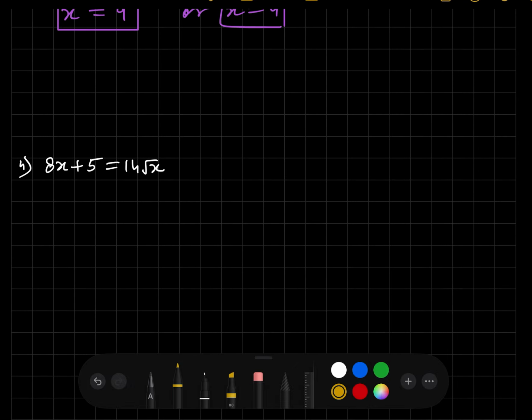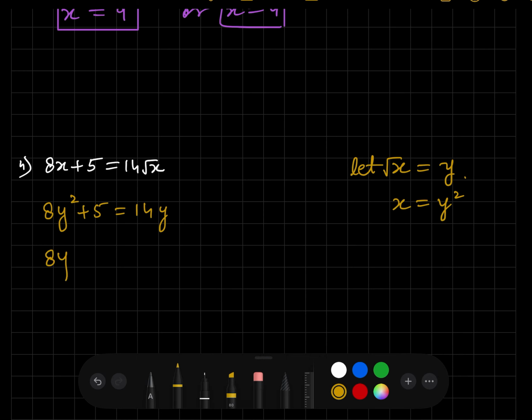So, okay, this is 8x plus 5 equals 14 root x. I will be doing the same thing, like let root of x is equal to y. So squaring both the sides, x would be y square. Okay, so I can write 8y square plus 5 is equal to 14y. Now I will be taking 14y to the left-hand side. So my equation becomes 8y square minus 14y plus 5 equals 0.